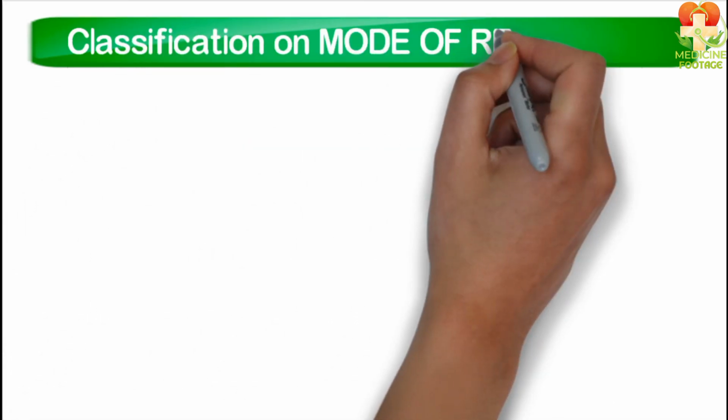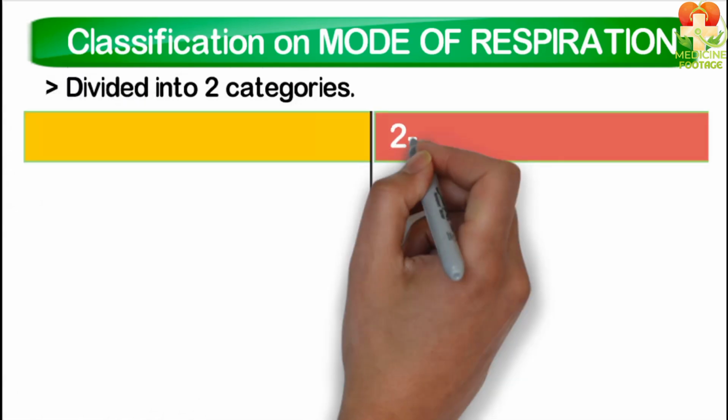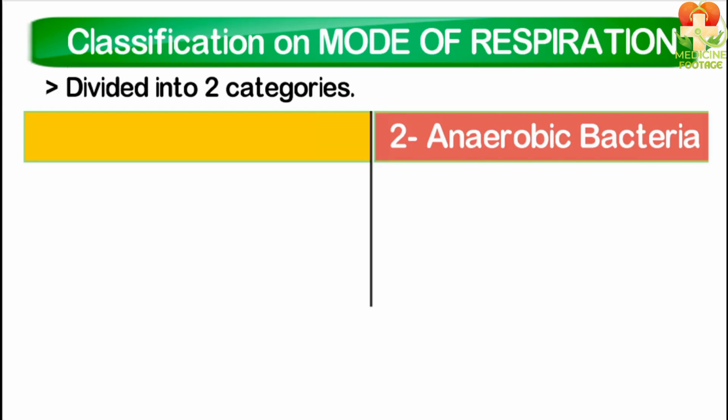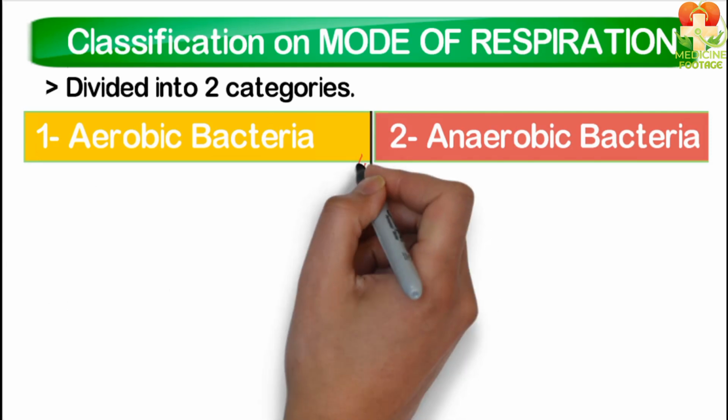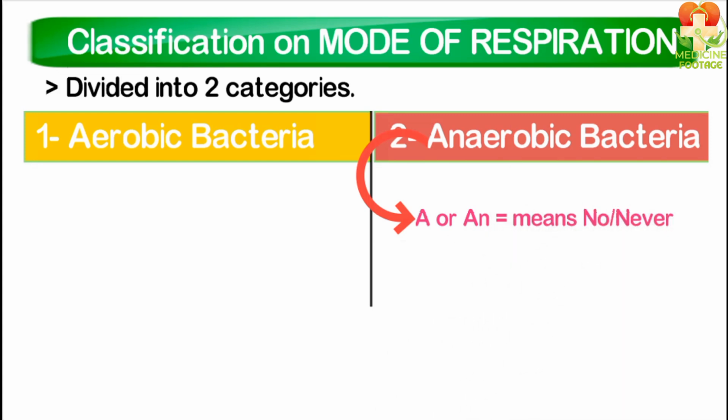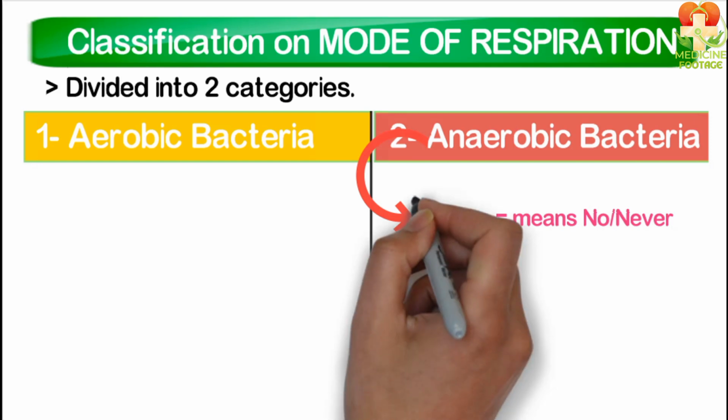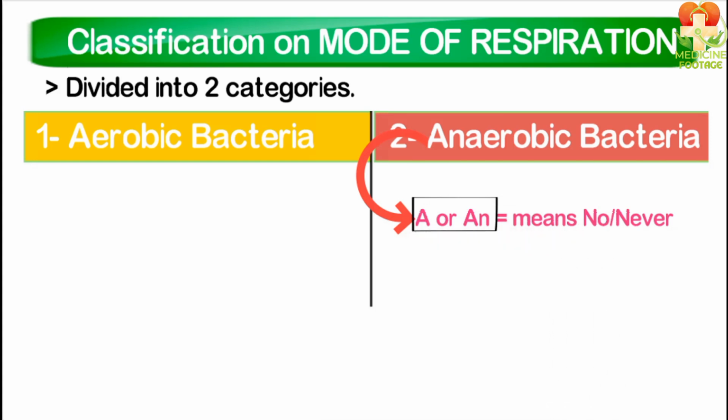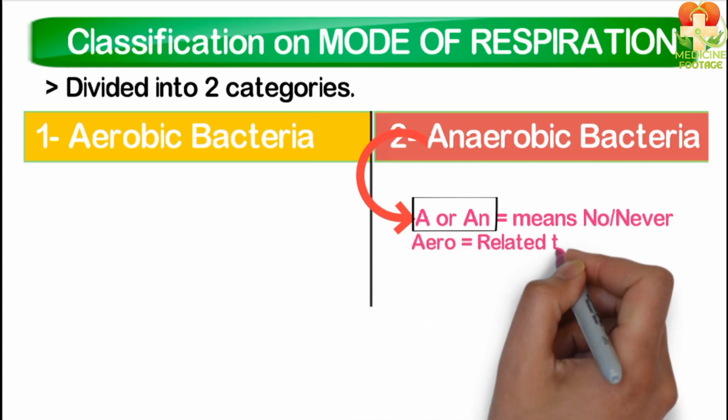Now let's come to the classification of bacteria on the basis of the mode of respiration. Bacteria are divided into two categories based on the mode of respiration: anaerobic bacteria and aerobic bacteria. The word anaerobic is made up of two parts. Here I will explain something: whenever a word has an a or an attached to it, it means no or never. So here we have anaerobic, with an meaning no, and aerobic meaning requires air.